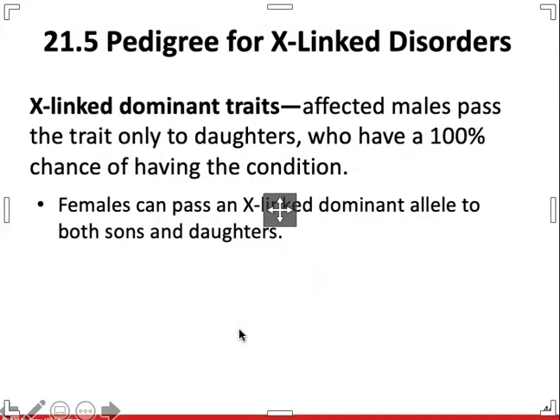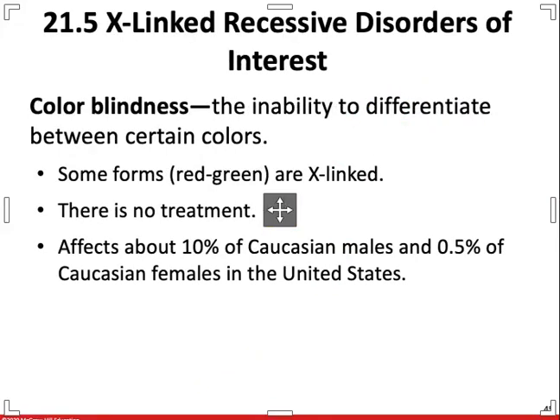So X-linked dominant traits. Affected males are going to pass the trait on to their daughters, who are going to have a 100% chance of having the condition. Females can pass X-linked dominant alleles to both their sons and their daughters.